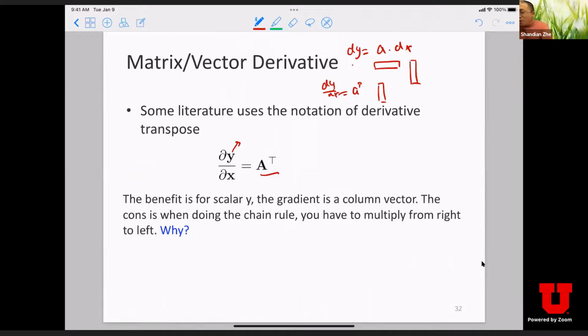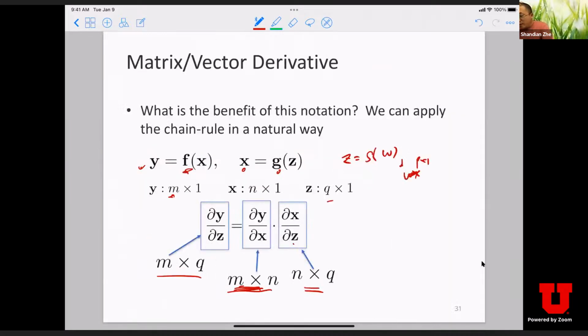However, when you apply the chain rule, you cannot do things like this. You cannot compute partial y over partial x times partial x over partial z from left to right. You have to do it reversely. You have to multiply from right to left. Does it make sense? Okay.